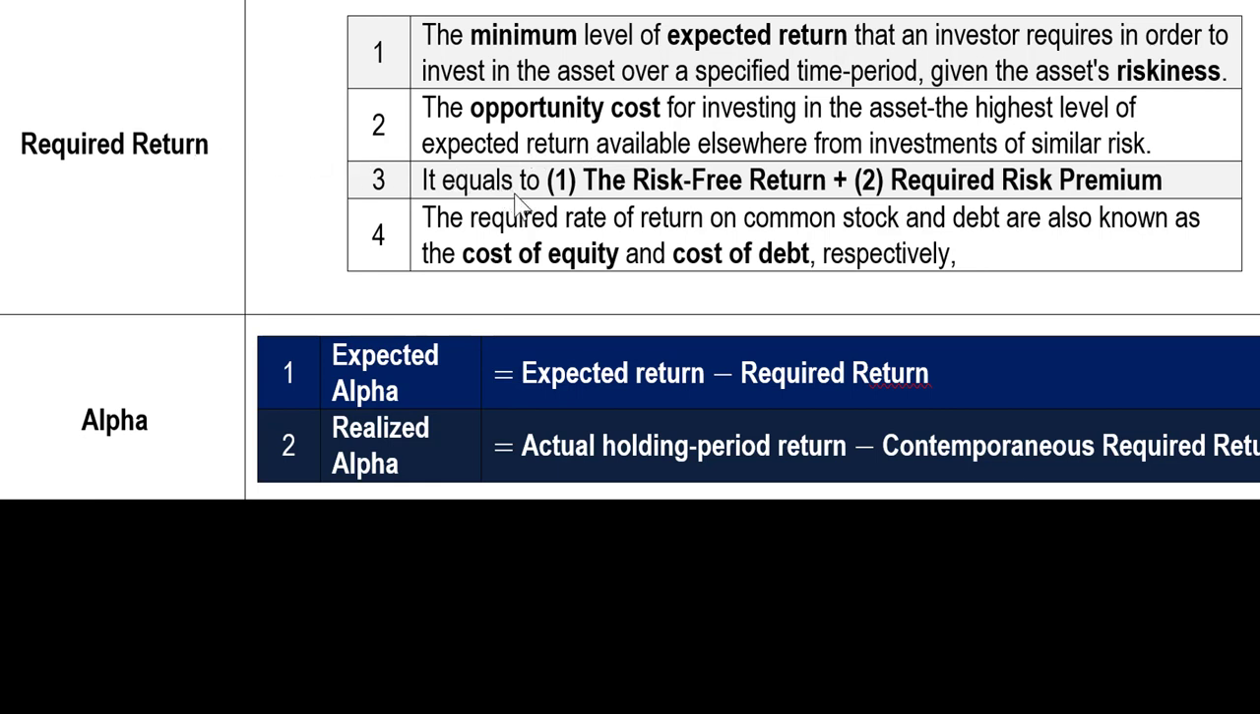So mathematically or logically, the required return is the risk-free return plus a required risk premium. Just like the previous example, compare the 10% versus 2%. The 8% difference is the required premium to compensate for the risk. So it's a risk premium, and the 2% is the risk-free rate. So the investor will require a 10% return.